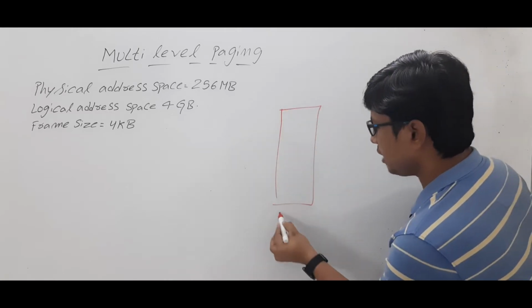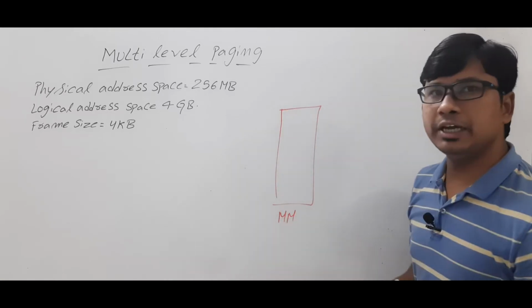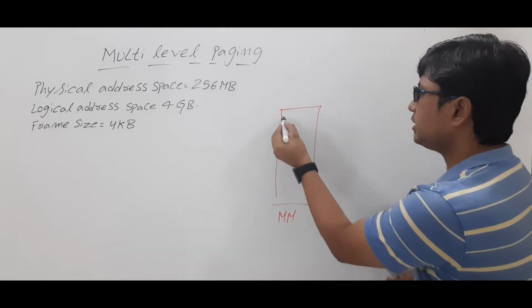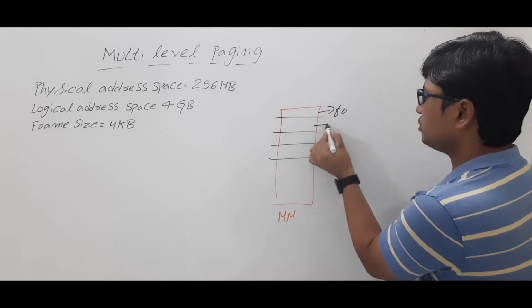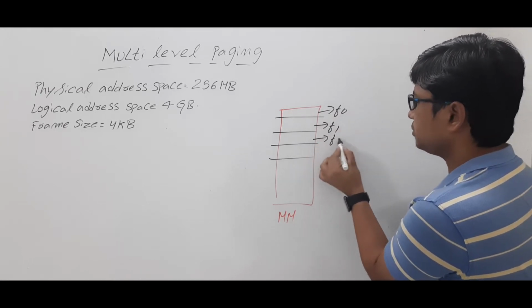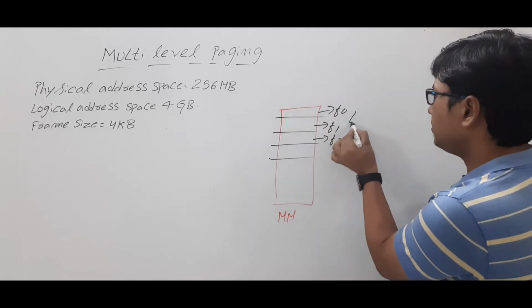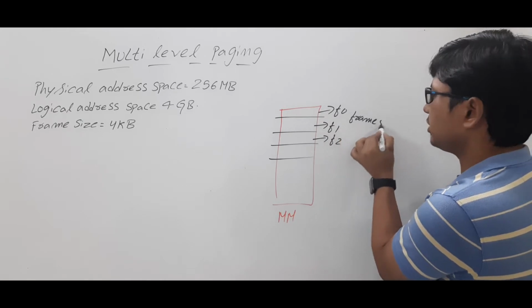Okay, we have a main memory. Usually the main memory is logically divided into frames. Okay, this is frame number 0, frame number 1, frame number 2, and so on. So main memory is logically divided into frames.